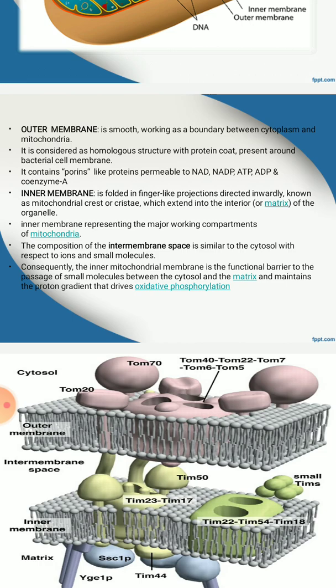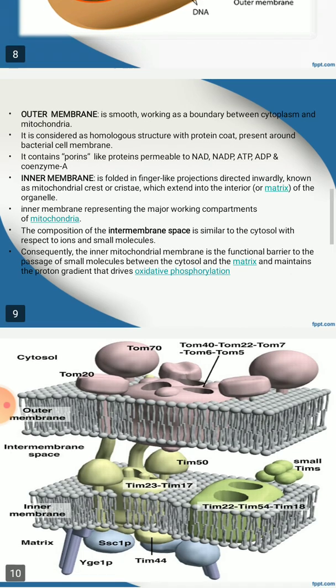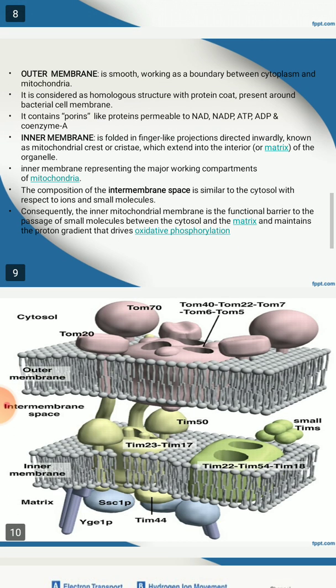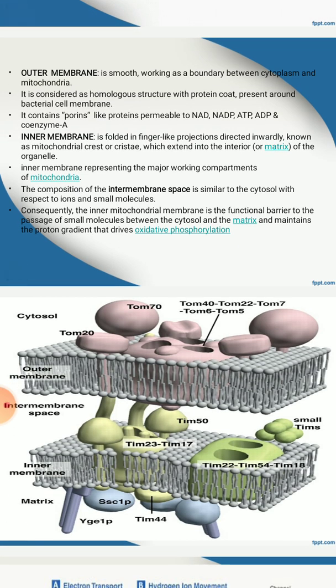Inner membrane is folded in finger-like projections directed inwardly, known as mitochondrial crests or cristae, which extend into the interior or matrix of the organelle. Inner membrane represents the major working compartment of mitochondria.